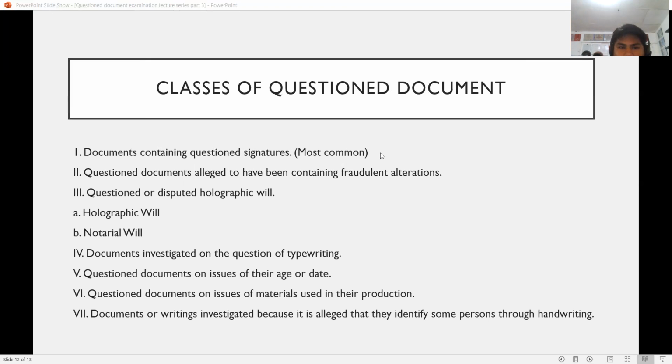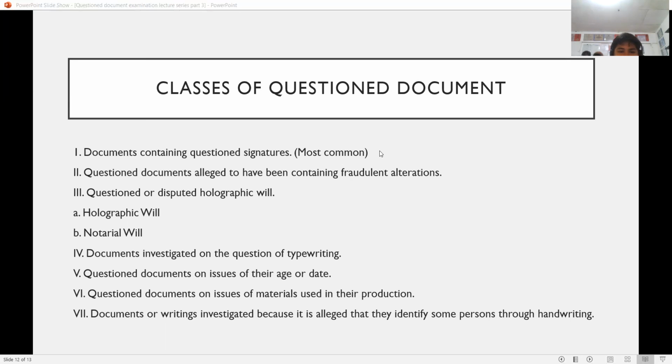Okay. And we have here classes of questioned documents. So first, the most common type of questioned document: we have documents containing questioned signatures. These are usually the first to be encountered by document examiners. Okay?